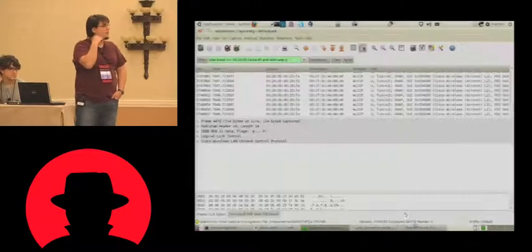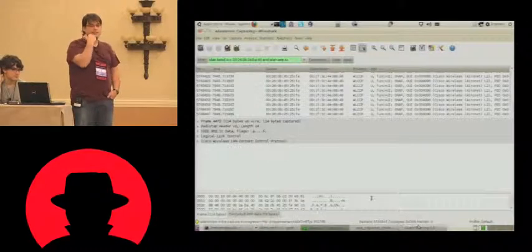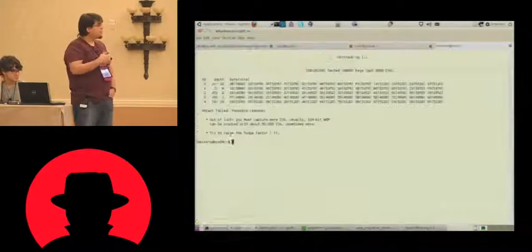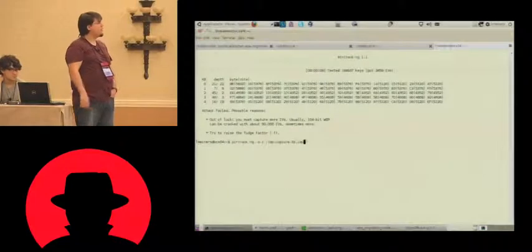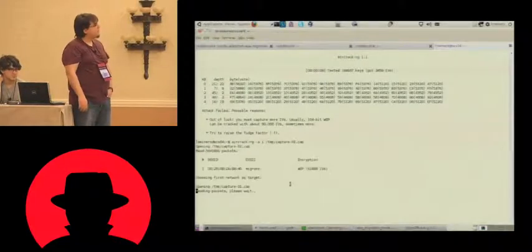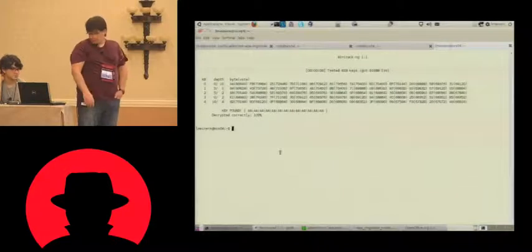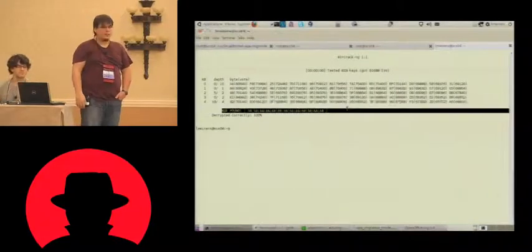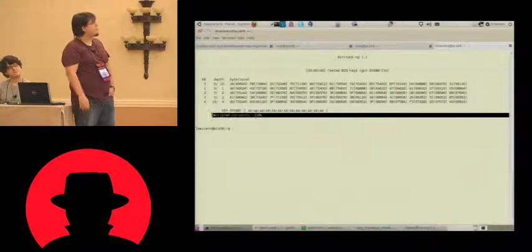So that's why we had to patch the cryptanalysis, because if we had done the FMS, we'd have been there for ages. So this was roughly 30 to 45 minutes later. At that point, we had 60,000 IVs, and Aircrack was able to crack the WEP key.